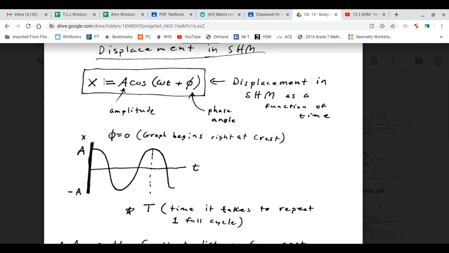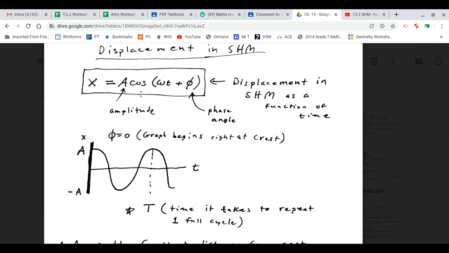All right. So the most basic position time function takes this form in this box right here. The position x is equal to A, amplitude, times the cosine of the quantity omega t plus phi, where phi is defined as something called the phase angle, which we'll mention more later.